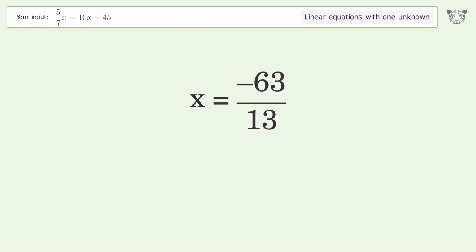And so the final result is x equals -63/13.